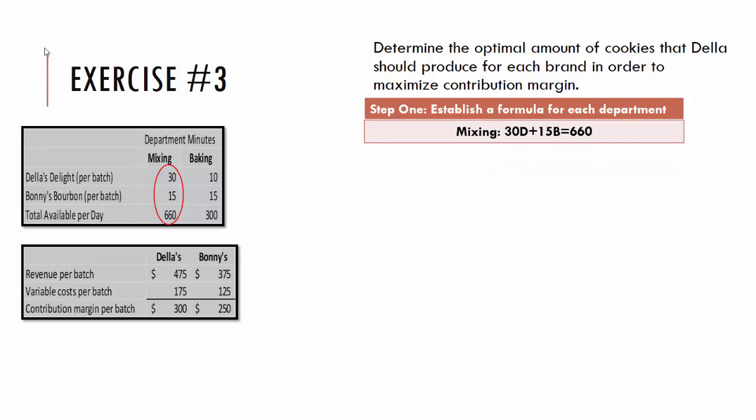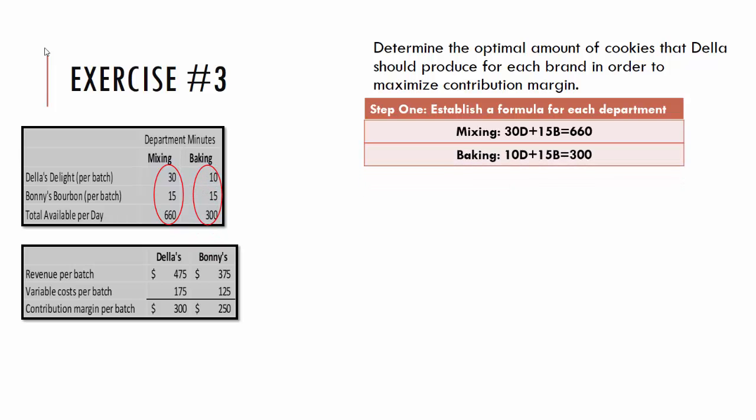30D + 15B = 660. I used D and B for Della's and Bonnie's as the variables, and the number of minutes each one takes is the coefficient in front of that variable. At the end of our equation, it's equal to the number of minutes that we're constrained by, the number of minutes that department has per day. So that is the one for the mixing department. What would it be for the baking department?